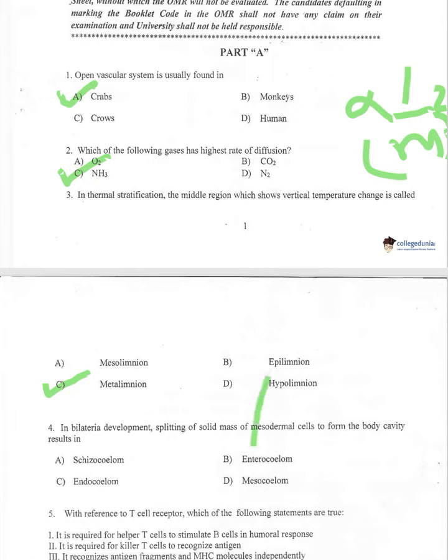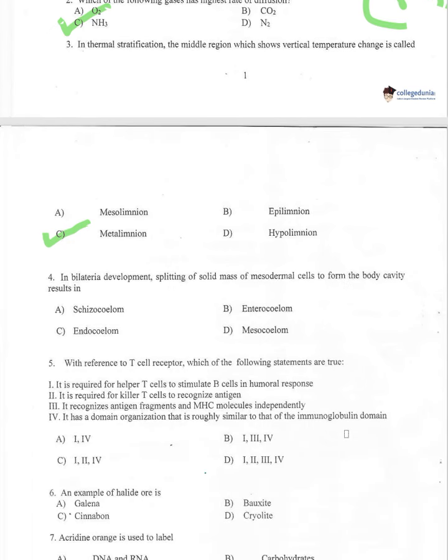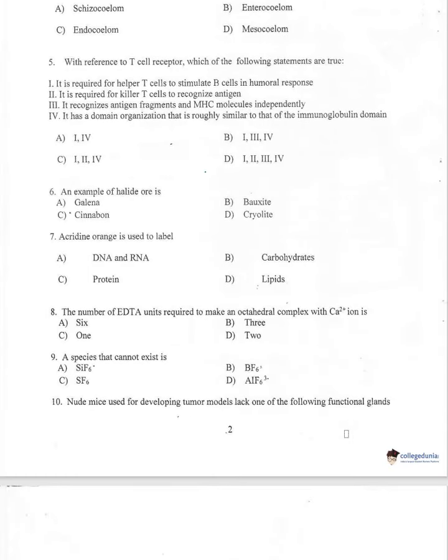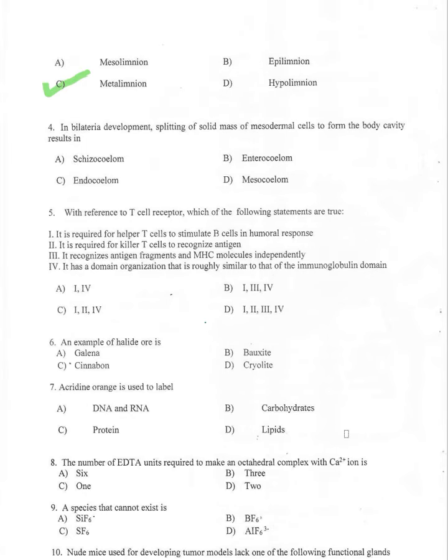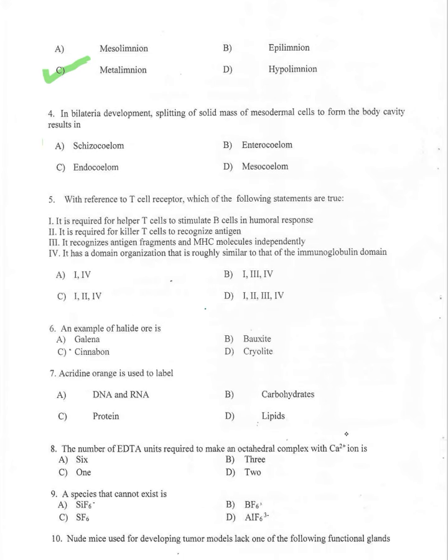Question number 4. In bilateral development, splitting of the solid mass of mesodermal cells to form the body cavity results in: A. Schizocoelom, B. Enterocoelom, C. Endocoelom, and D. Mesocoelom. The correct one is A, Schizocoelom.